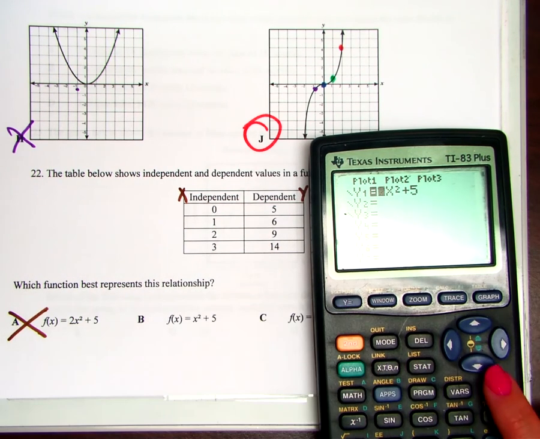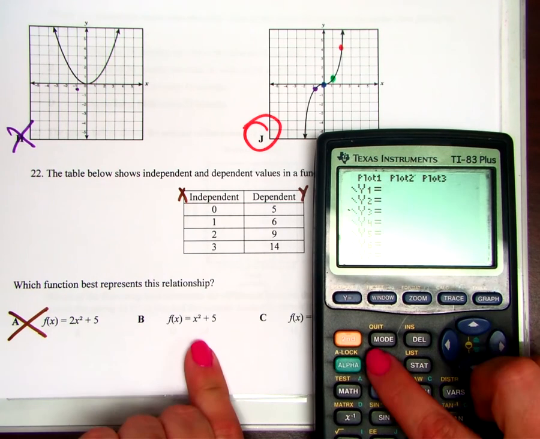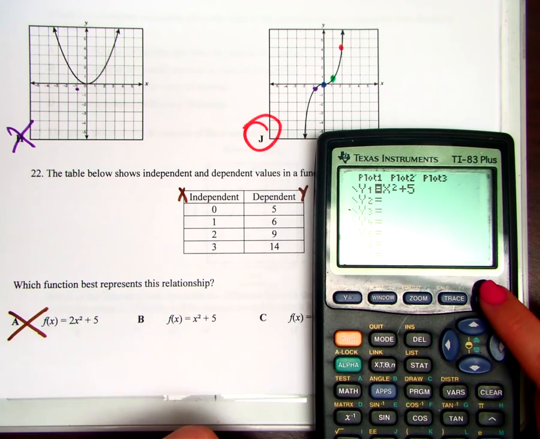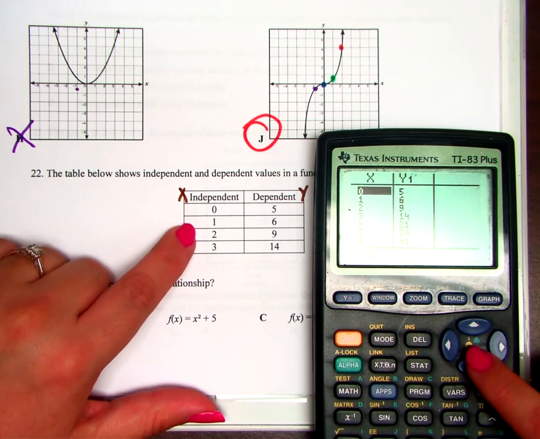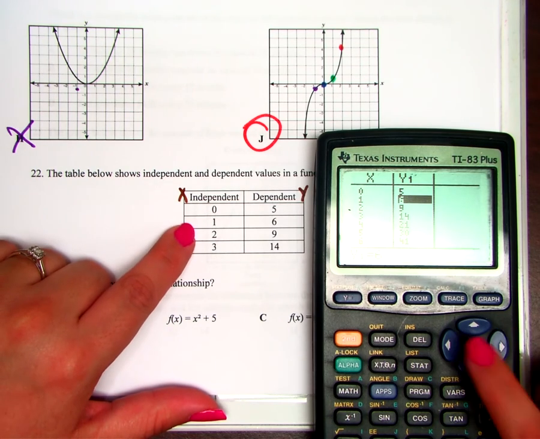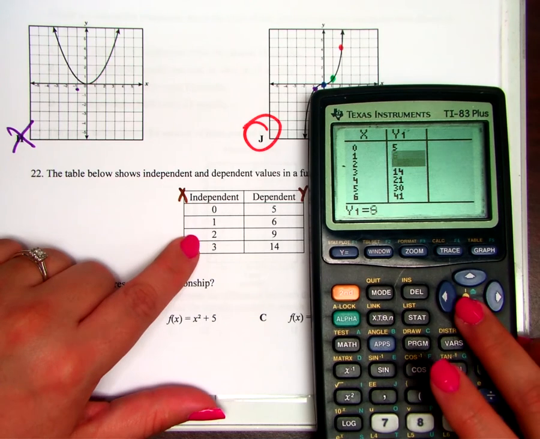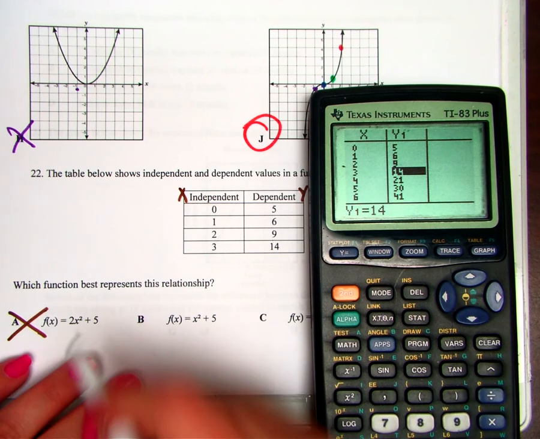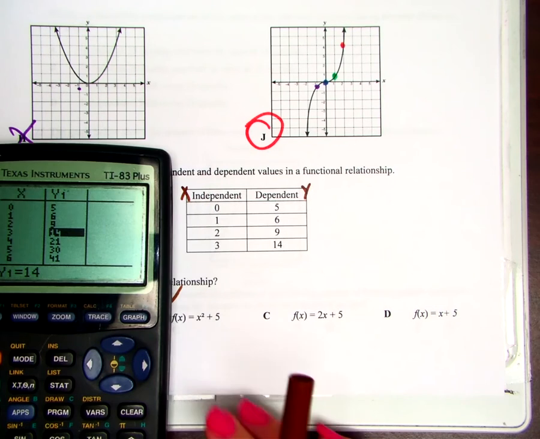I'm going to go back to my y equals, push clear, and type in this next equation. X squared plus 5, second graph, 0, 5, that worked out. 1, 6, that worked out. Move this calculator up so you can see it. 2, 9, that worked out. 3, 14. So far that looks like the best one. But let's check them all, because we might have to do some more work.